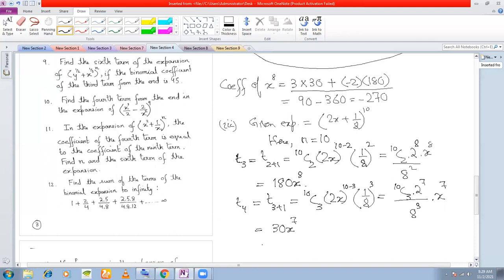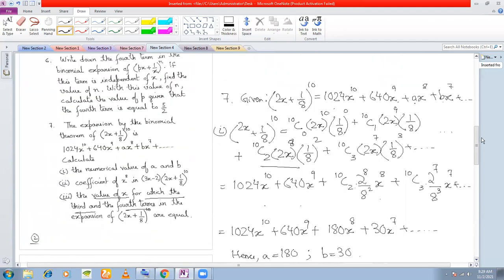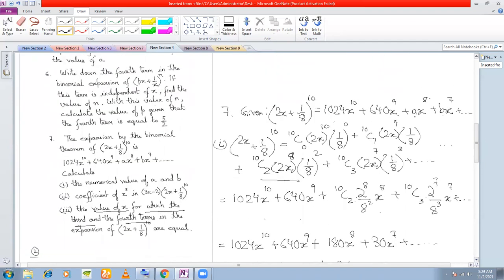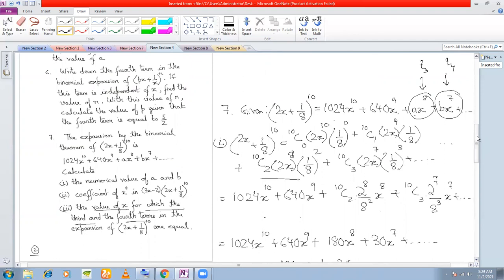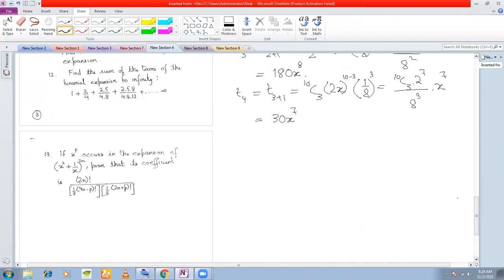In fact, this term was also given to you above. You see in this expansion, this term and this term were given to you, the third and the fourth term, T3, and this was T4. Anyway, we have found out the third term and the fourth term. Now, for what value of x will they be equal? So therefore, T3 is equal to T4 means third and the fourth term are equal.